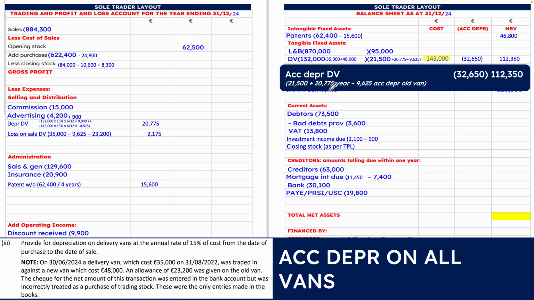Okay, so you have the accumulated depreciation from the trial balance, and then you're adding the depreciation charge for the year. And then what you're doing is you're taking away the 9,625 on the old van. And that tots up to 32,650, which means then that you have a net book value of 112,350 euro. So that van's adjustment is definitely worth quite a few marks. So you have to make sure that you are very well practiced on that one.